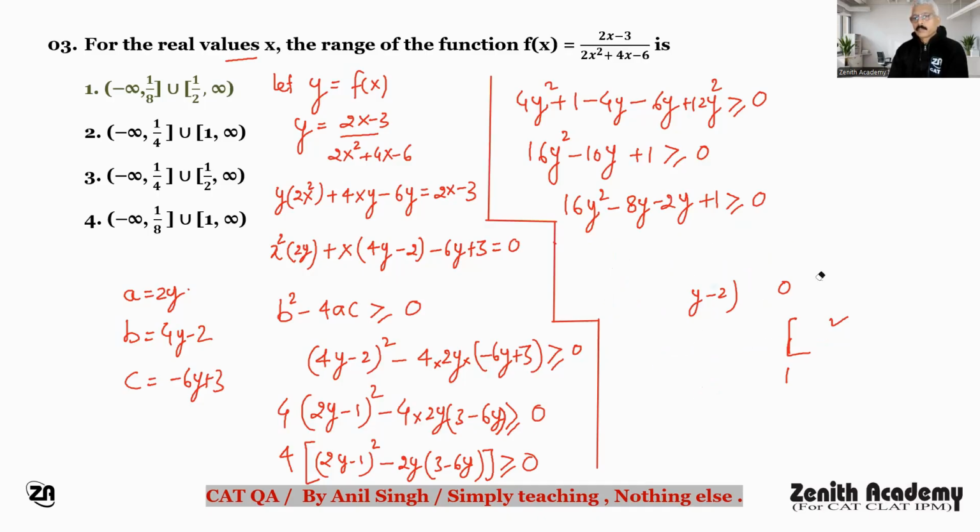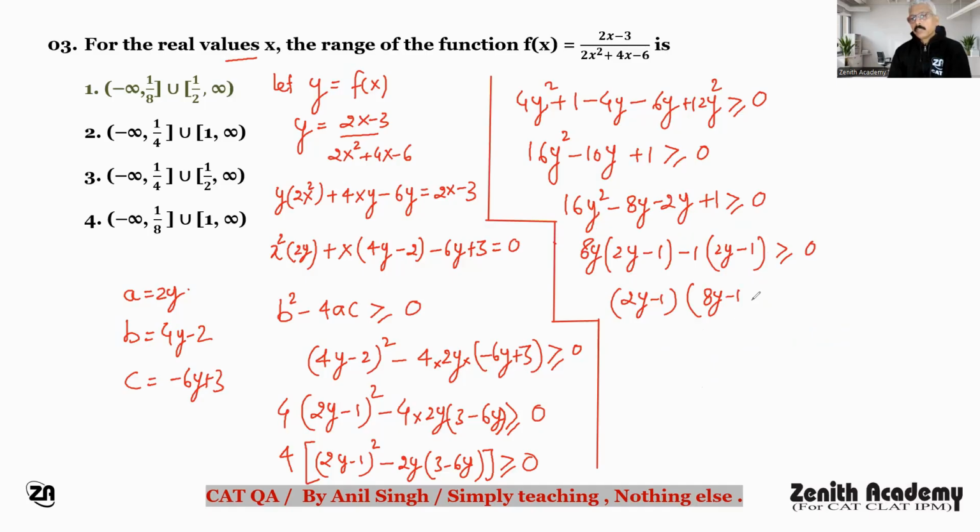This will be 8y, 2y minus 1, and here it is minus 1 times 2y minus 1. Okay, so 2y minus 1 and 8y minus 1 greater than or equal to 0. y is equal to 1 by 2 and 1 by 8.